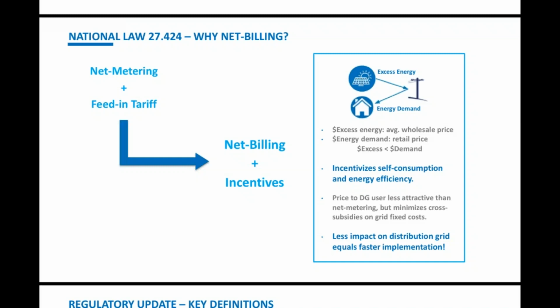Something that's really interesting about the net billing mechanisms is that it provides a healthy price signal. We have a demand, and the excess energy is rewarded at a lower price than demand avoidance. So if you can use your energy, you're saving more instead of just injecting. So you avoid incentivizing over-dimensioning of the systems and over-generation, which is something that will complicate the discussion on the grid requirements for the systems.